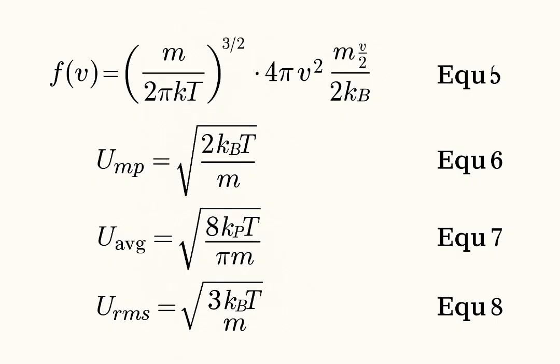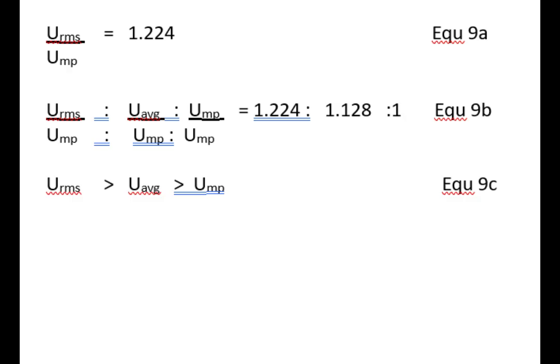The relationship between the three forms of speeds or velocities are shown in equation 9a. The ratio of root mean square velocity to most probable velocity is 1.2247. Equation 9b.